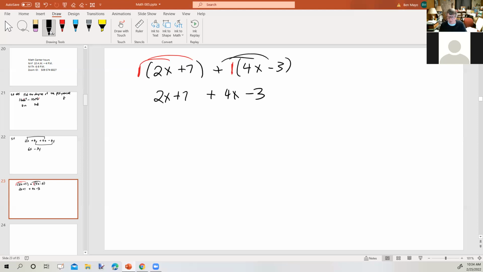So our first step would be to remove the parentheses, because we don't want to try and combine like terms from 2 separate parentheses. We need to get rid of the grouping symbols first. Then we can come back and say, well, this is 6x plus 4. Any questions about that example? All right. Let's see here.